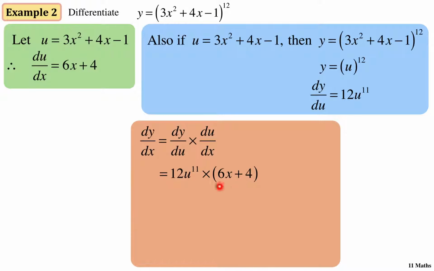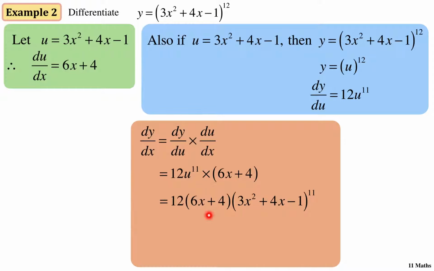Now if I look at this 6x plus 4, it's actually got a common factor. 2 goes into 6, 2 goes into 4. So what I could actually do is take that out. But before I do that, I'm going to remind myself that u is equal to 3x squared plus 4x take 1. So that bracket now has an 11 above it because u has 11 above it.